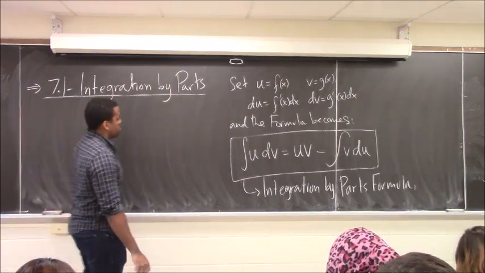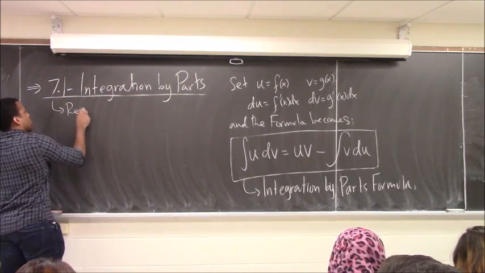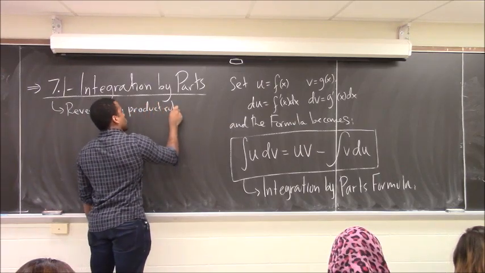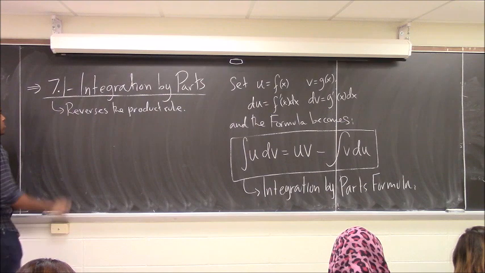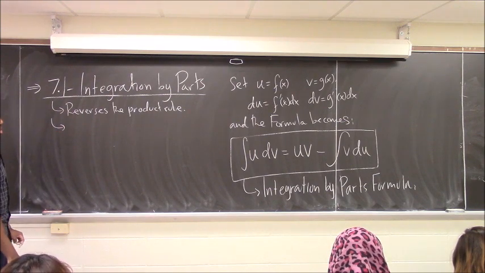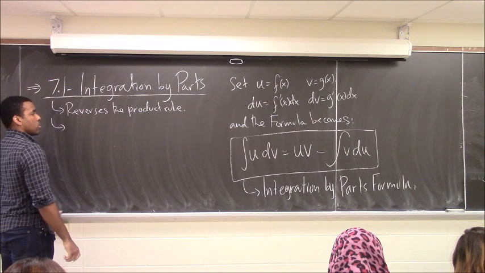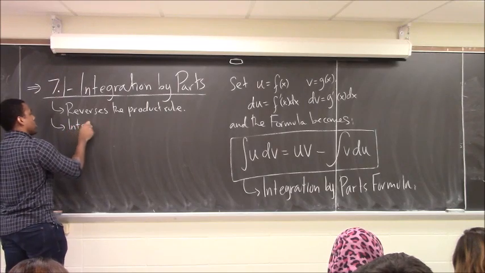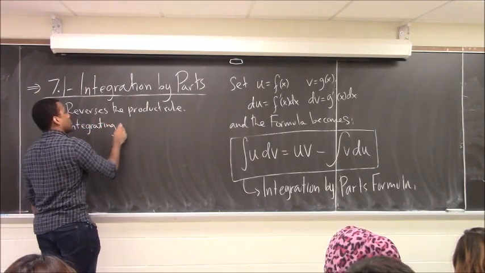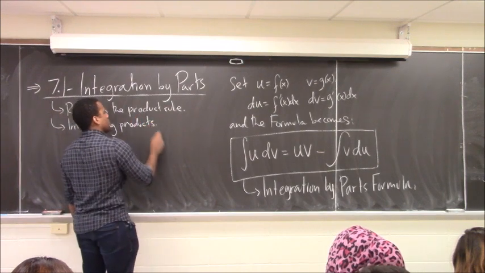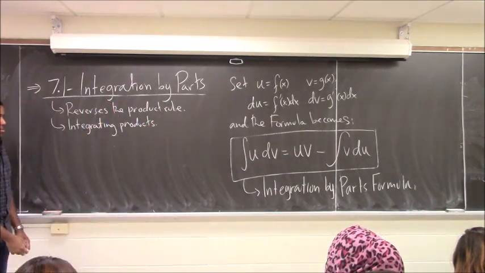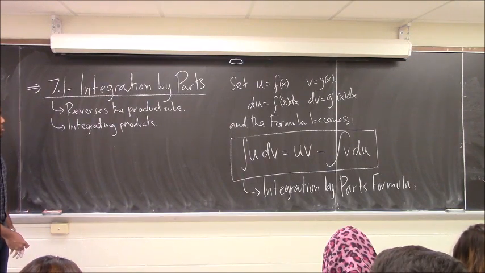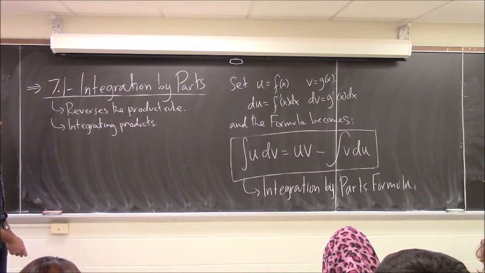But integration by parts forms another way. You can recognize that it reverses the product rule, which we could figure out because the fundamental theorem of calculus would imply as such. You want to think about it as integrating products. Substitution is when you wanted to integrate a composite function, and here we want to integrate products. So this is like the equivalent of the product rule for integration. It's called integration by parts.